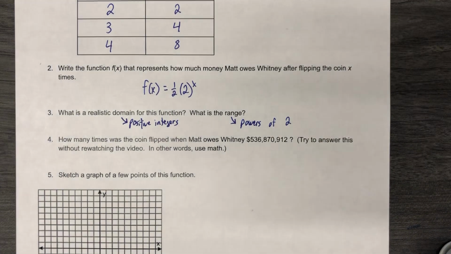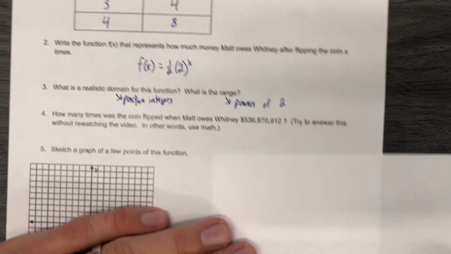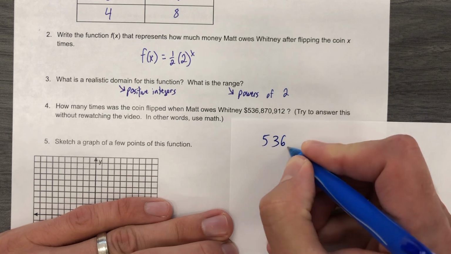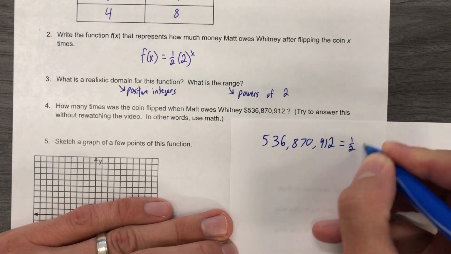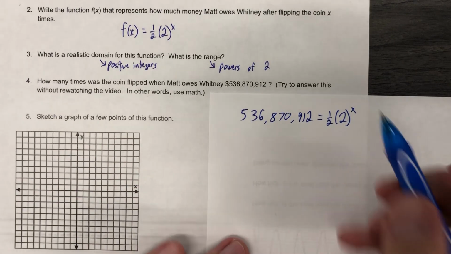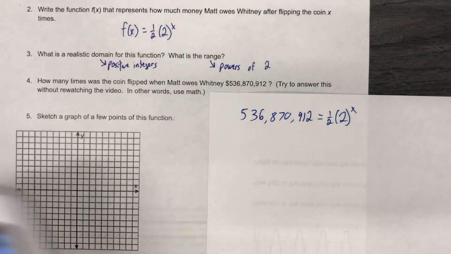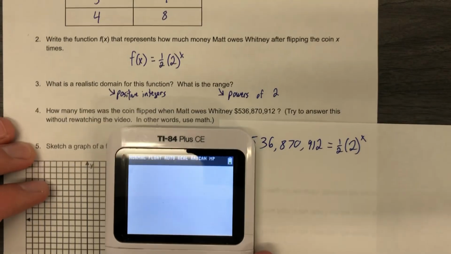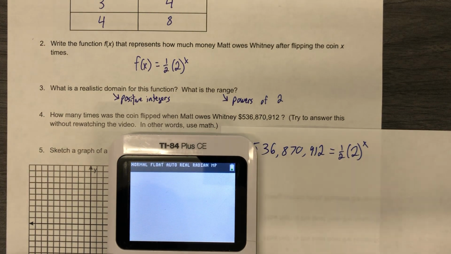So what I'm really asking is, and here's this same scrap piece of paper, if I had 536,870,912 and it equaled 1/2 times 2 to the x, what would x be? And so I could experiment with x values and try to get this. I'm just giving you some strategies here, so hopefully you've paused the video and tried this on your own. I could also just kind of make things up as I go.